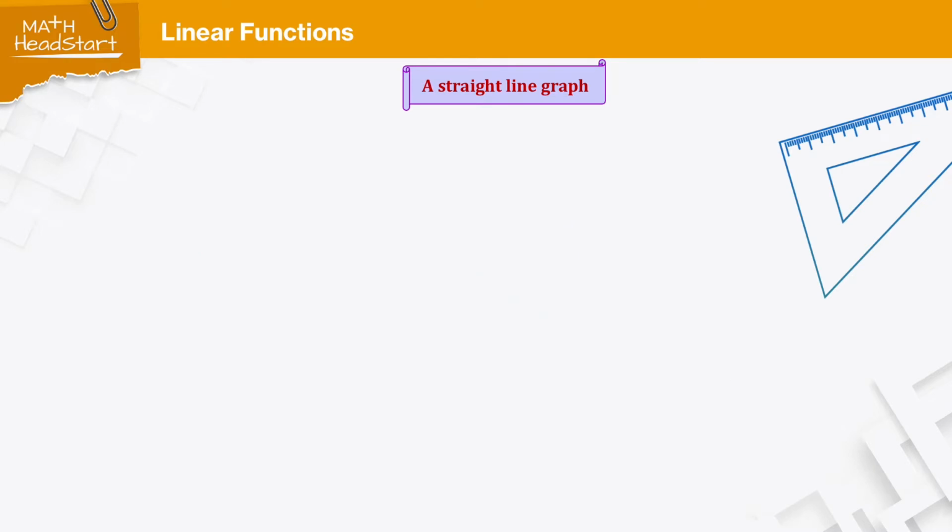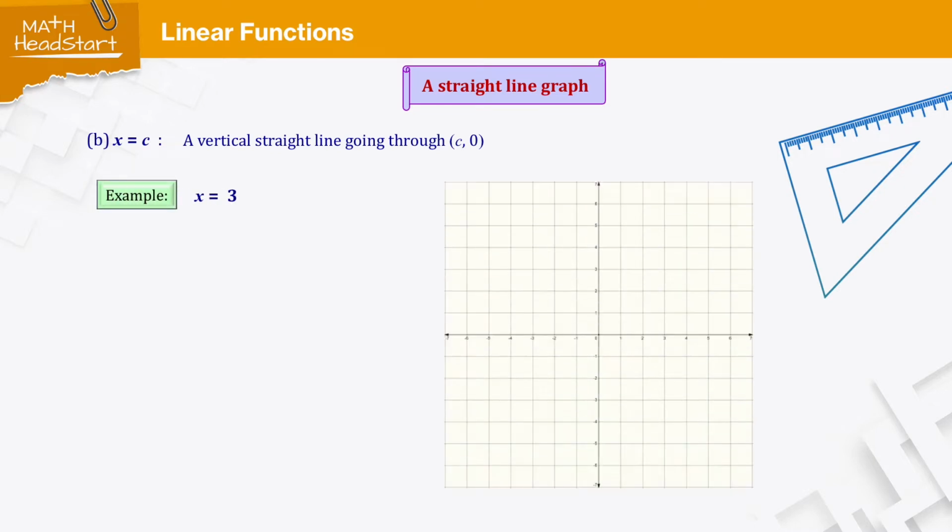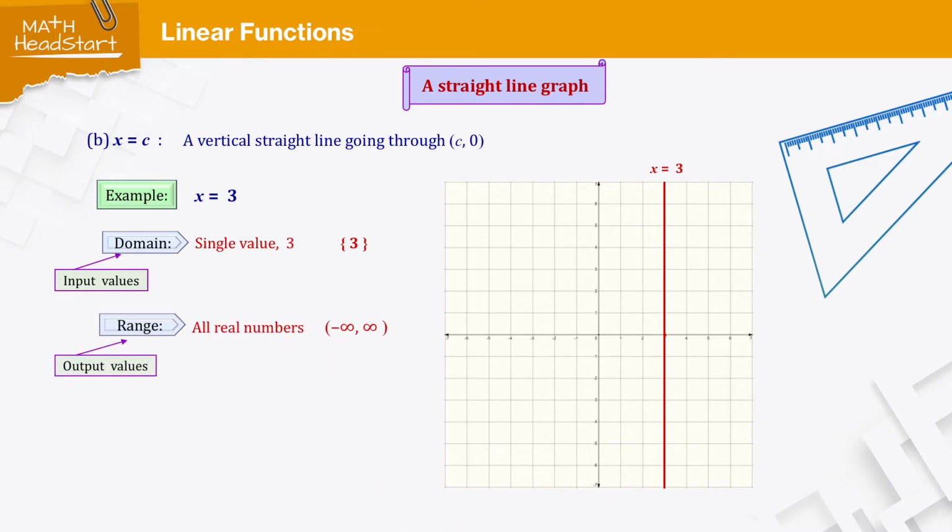In our second case of straight line graphs, x equals c. Its graph is a vertical straight line parallel to the y-axis going through the x equals c value. For example, the graph of x equals 3 should be going through x equals 3 and appears as a vertical line. For the domain, we can take only a single value, x equals 3. However, we can take any real numbers for the range. Please note that this is not a function.